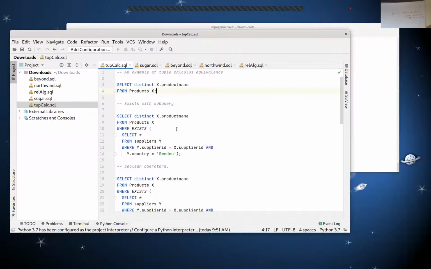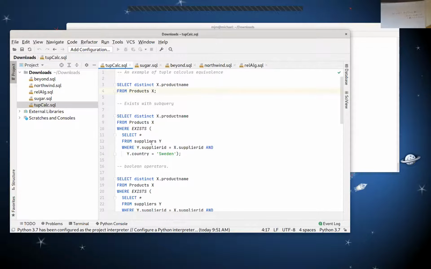So now we can do an existential quantifier. Give me the product names where it's a product, and then there's that backward E, and then there's a supplier Y, and then we have the join condition there. So basically, this is saying, give us the product names where there exists a supplier from Sweden who's supplying that, where the product's supplier ID is that supplier.